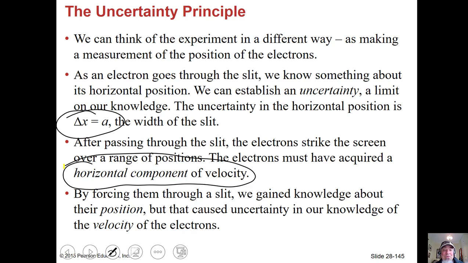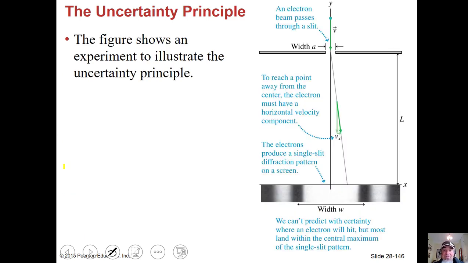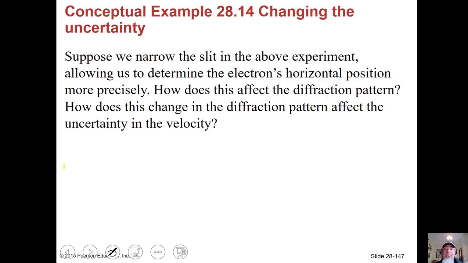By forcing them through the slit, we gain knowledge about their position. So you put them through the slit. Now you kind of know where they're at. They're within the aperture as you're sending them right through. You don't know exactly where. You just know somewhere in the aperture, so delta x. By doing that, we introduce the uncertainty in the speed. So they must not just all be going straight through. There must be some uncertainty in the velocity in the horizontal direction, as you can see from this picture here.